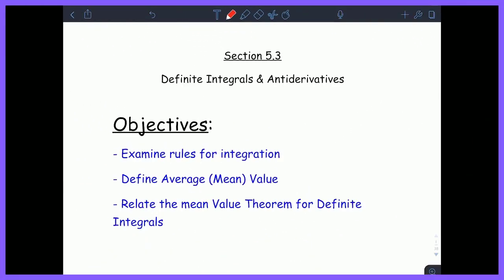Hey everyone, Mr. Shafter here to continue the conversation of definite integrals, and in this video start to relate them to antiderivatives. Objectives: to examine rules for integration, to define average value or mean value, and to relate the mean value theorem for definite integrals as it was related to derivatives.